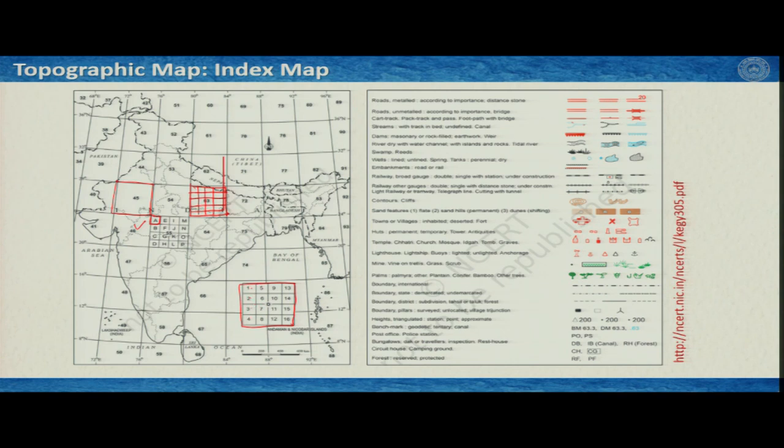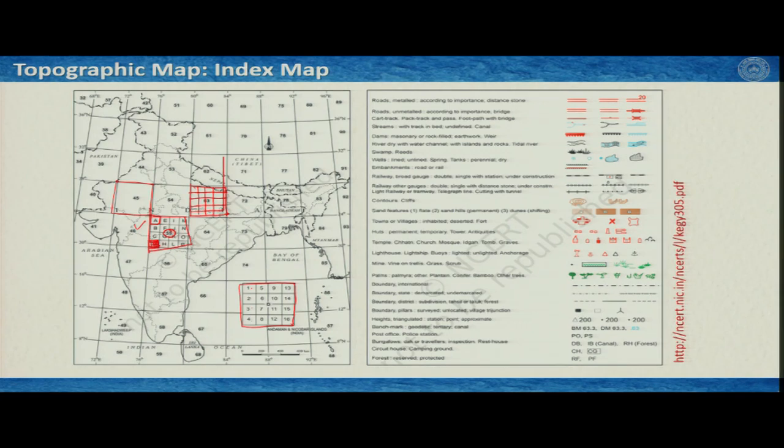So this process continues. For example, if I want the map of D here, then I have to say that I need 55 D. And if you need a map of 55D3, that means you have this grid 55, then you have this D, and then D is divided again into 16 segments, and then you are looking for something here. So the more numbers and alphabets you add to your topo map, the higher resolution you go with the mapping process.